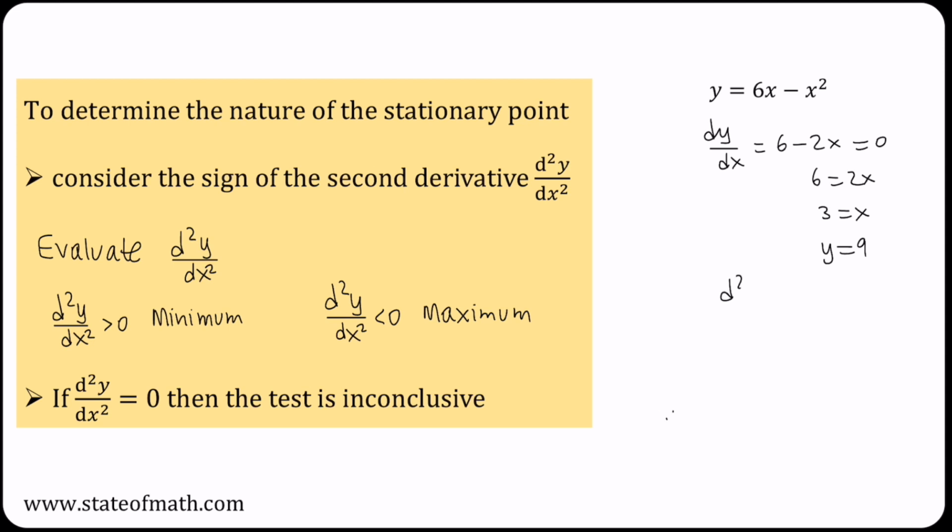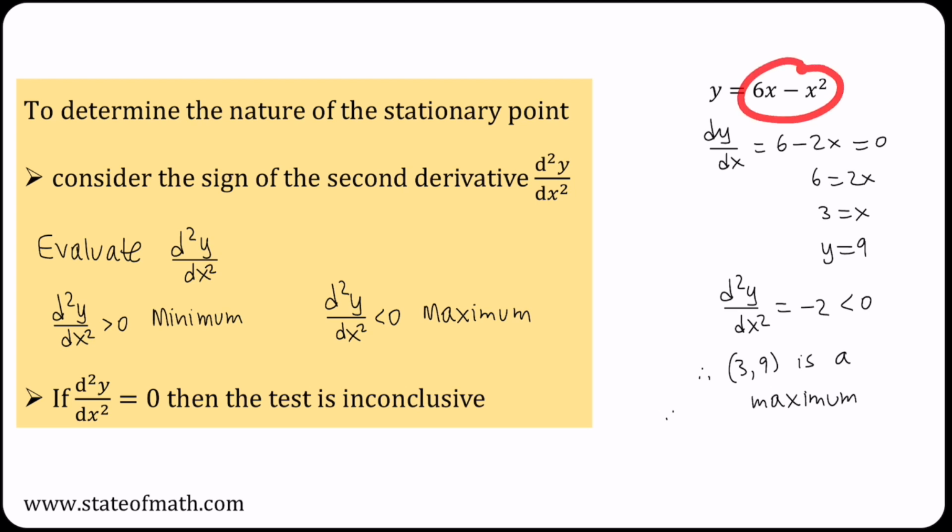I do the d²y by dx squared, so I differentiate a second time, and I simply get negative 2. This is less than 0. I need to show the comparison with 0, and therefore we conclude that the point (3, 9) is a maximum point. This can also be confirmed by considering that this is an inverted parabola. It's like this, so it has to have a maximum point.